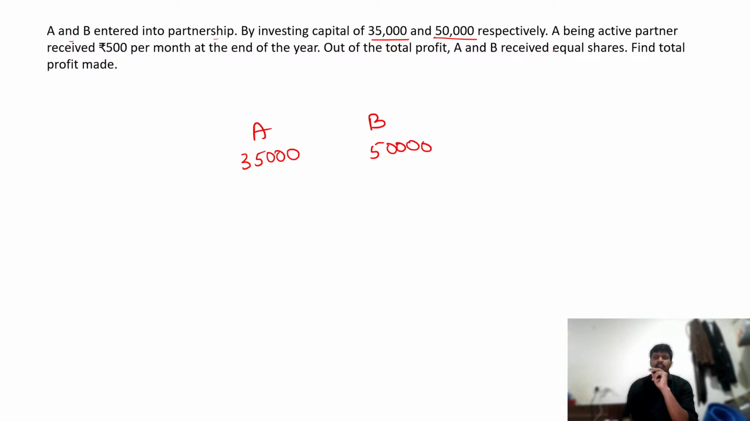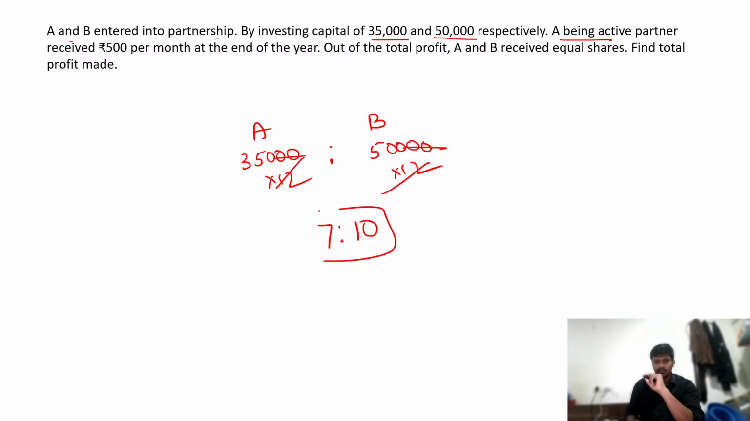But the problem here is A is the active partner, B is the sleeping partner. So first of all, see here, he is saying that both of them are getting equal shares. As there is no change in the investments and time period, if they're doing the business like this for 1 year, they are going to get in the ratio of 7 is to 10. So if there are no changes, this should be the ratio in which we divide the profit. A is going to get 7 parts, B is going to get 10 parts.